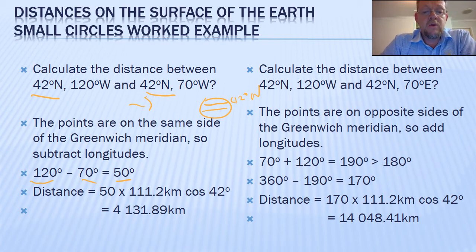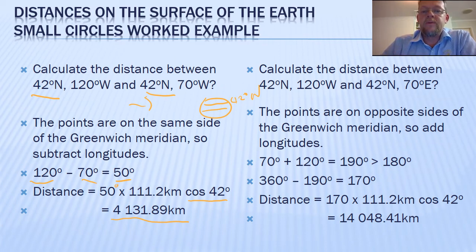Now it's along a small circle, so it's 50 degrees multiplied by 111.2 kilometers, and then the cosine of the angle of latitude, which is cosine 42 degrees. So 50 times 111.2 times cosine 42. And that should give me a total of 4,131 kilometers. Let's have a look at the next one.